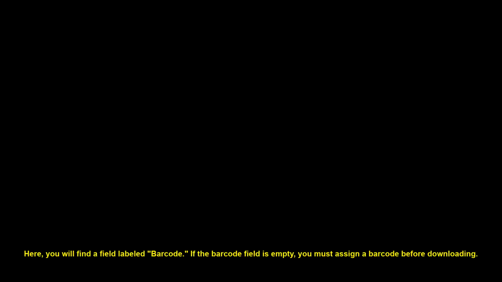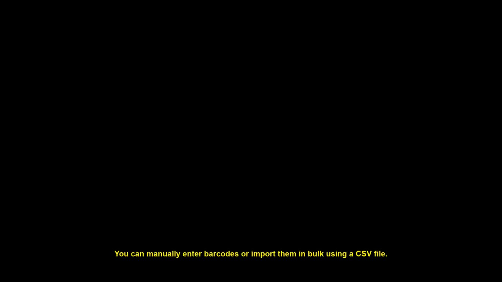Scroll down to the Inventory section within the Product Details. Here, you will find a field labeled Barcode. If the barcode field is empty, you must assign a barcode before downloading. You can manually enter barcodes or import them in bulk using a CSV file.